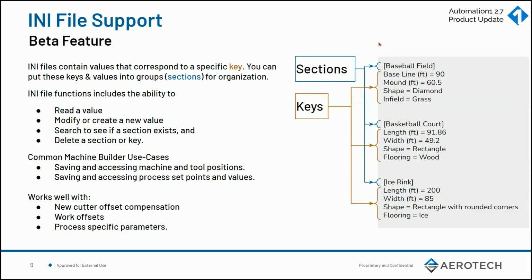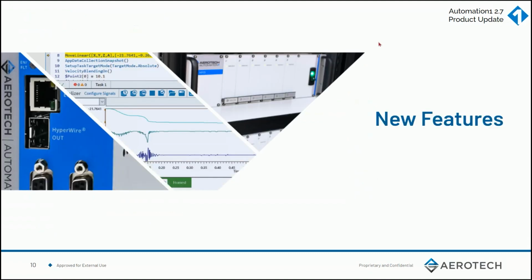And it's also really good for saving and accessing process set points and values depending on what your process might be. INI files work well with features such as the new cutter offset compensation, work offsets, and other process specific parameters. So take a look at these INI files if you haven't used them in the past. They're a very convenient way of saving important values for your machine control and accessing them later to make your programming a little bit easier.